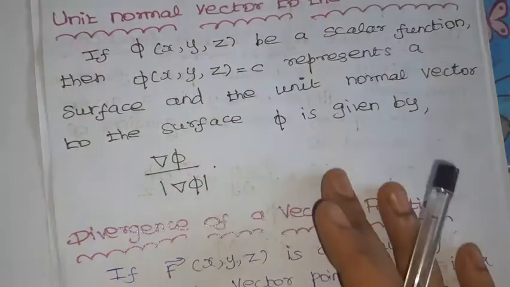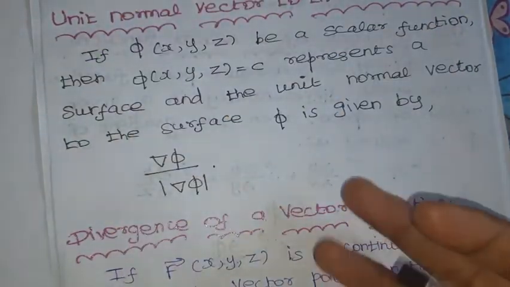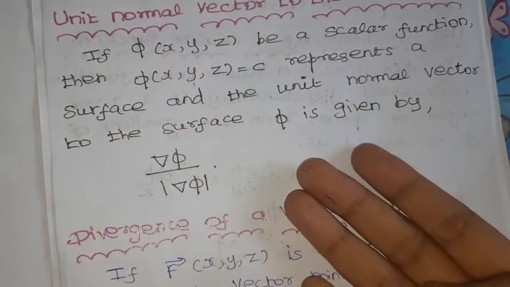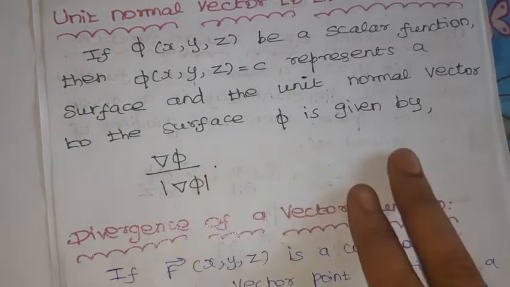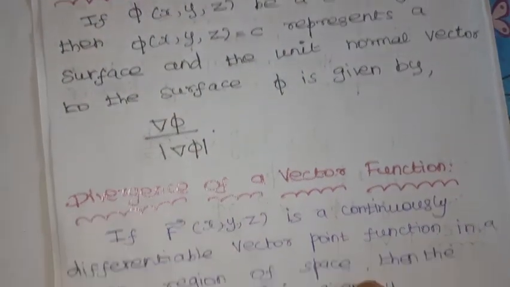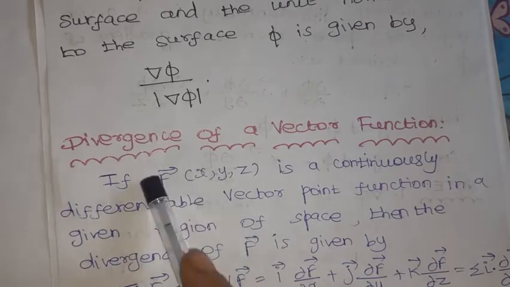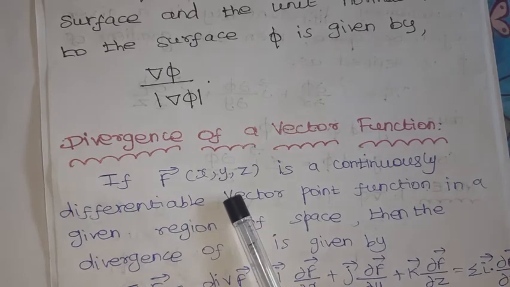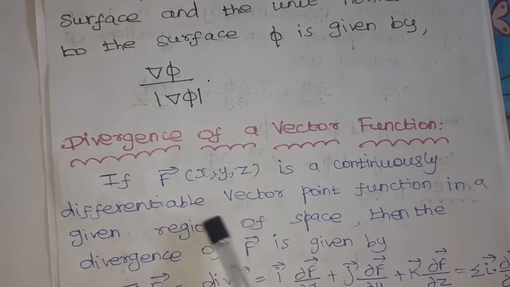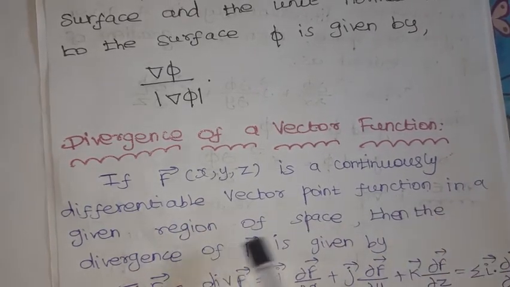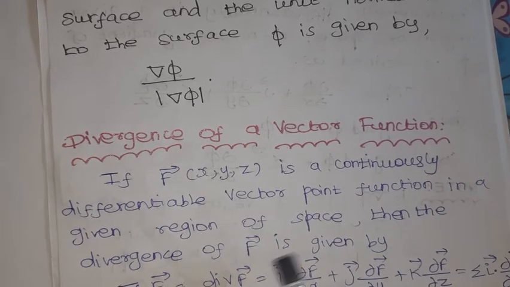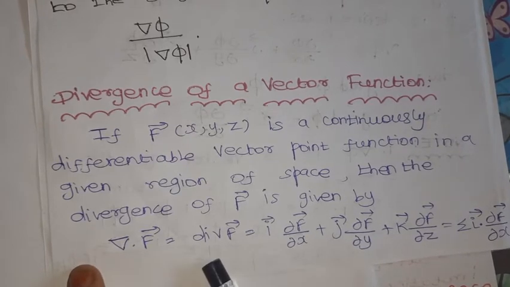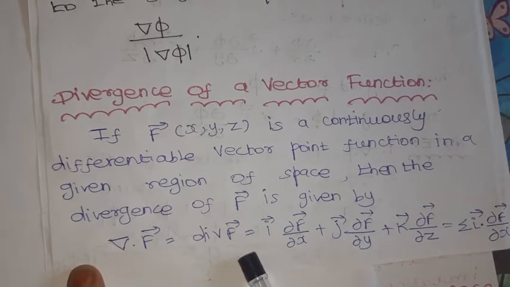In this video we are going to see the definitions, formulas and introduction of all these terms. In our future videos we will solve problems based on this. Then, what is the divergence of a vector function? If f of x, y, z is a continuously differentiable vector point function in a given region of space, then the divergence of f is given by del dot f, or divergence f.